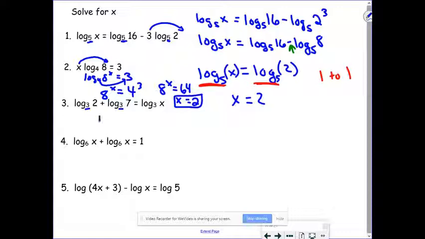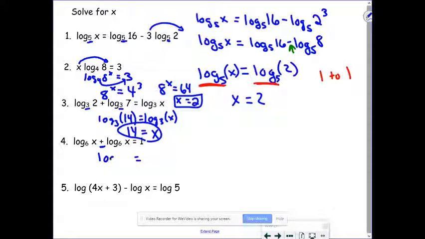In 3, first thing, put them together. It's addition, so I multiply. That's log 14 equals log of x. The logs are the same, so one to one, the inside parts have to be the same. X is 14.